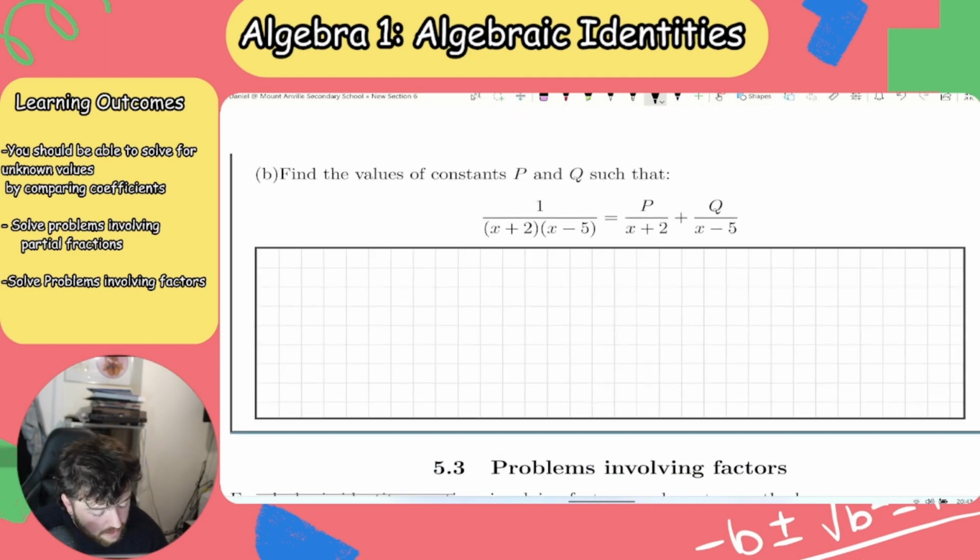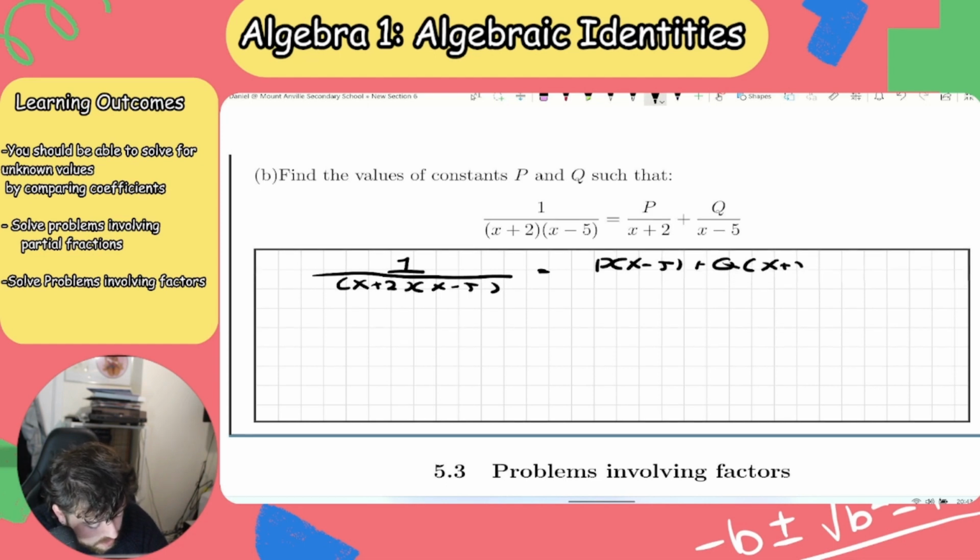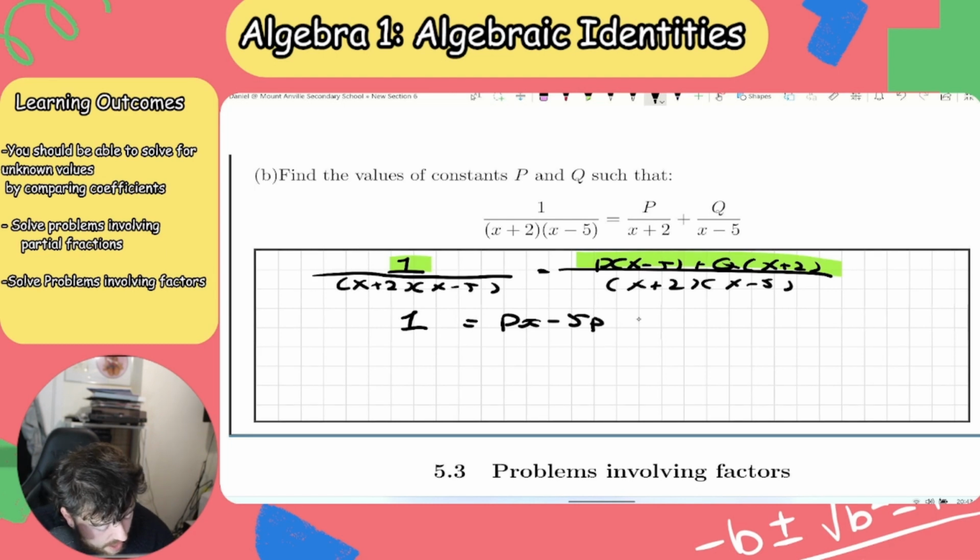And let's look at this example. Again, the exact same thing is happening here. It's going to be 1 all over x plus 2 times x minus 5 equals p times x minus 5 plus q times x plus 2, all over x plus 2, x minus 5. Equate the numerators. 1 is equal to all this. So 1 is equal to px minus 5p plus qx plus 2q.